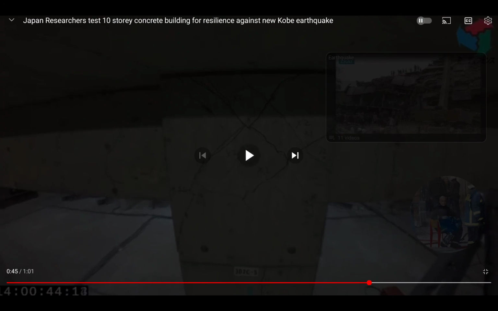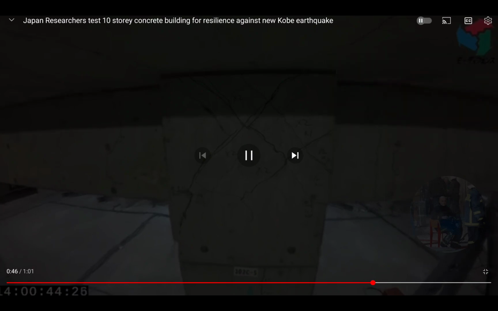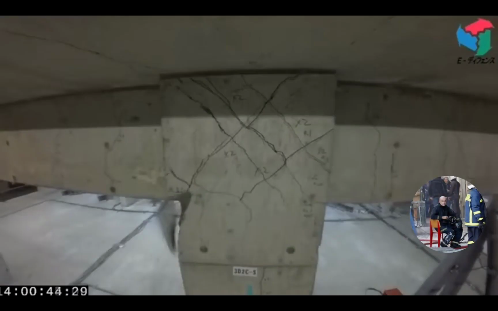And now, as it rocks, it's able to even pull apart, because you can see the gaps open up, and then of course they close. There we go. And so then we get this compression spalling going on here, and that's coming off. They mark these X2, X2, X2. I don't know what that means, obviously.